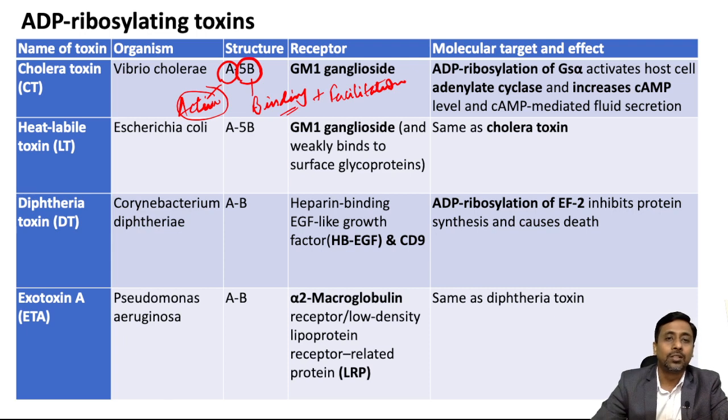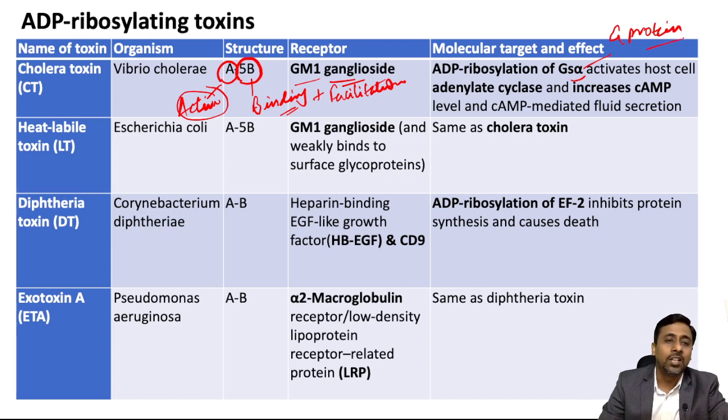Okay, so the receptor for this cholera toxin is the GM1 ganglioside receptor. So the ganglioside which is responsible for the entry of cholera toxin is GM1 ganglioside. Okay, and how will it act? It will do ADP ribosylation. So what will it ribosylate? It will ribosylate the GS alpha subunit of G protein. Okay, so GS alpha subunit, that is the alpha subunit of G protein.